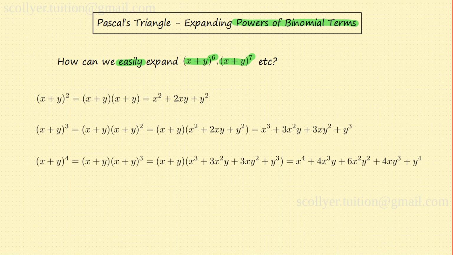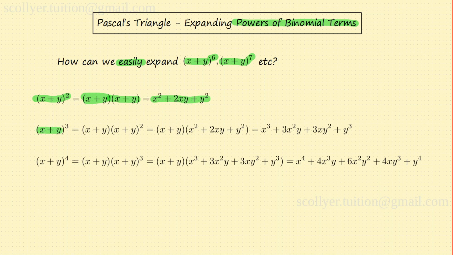Now, we can certainly expand these expressions in the usual way, but it becomes rather tedious when the powers become large. So, for example, (x plus y) squared is (x plus y) times (x plus y), which we can expand using the crab claw to give us x squared plus 2xy plus y squared.